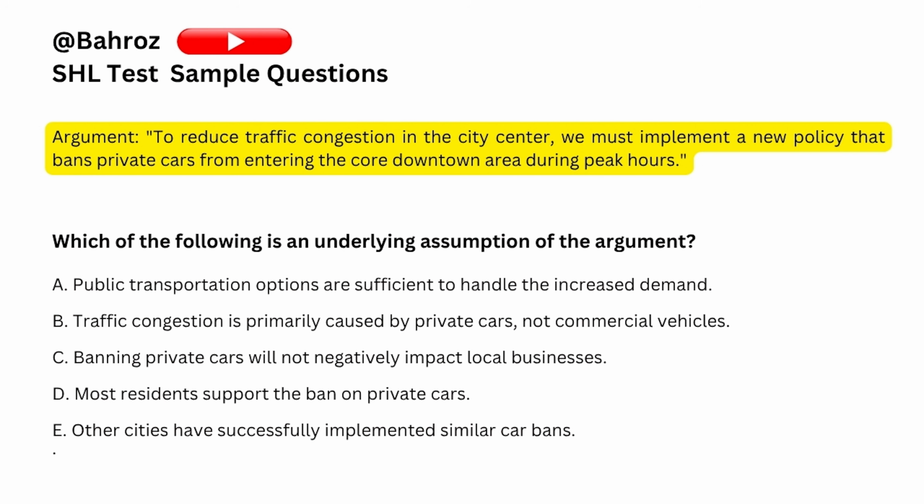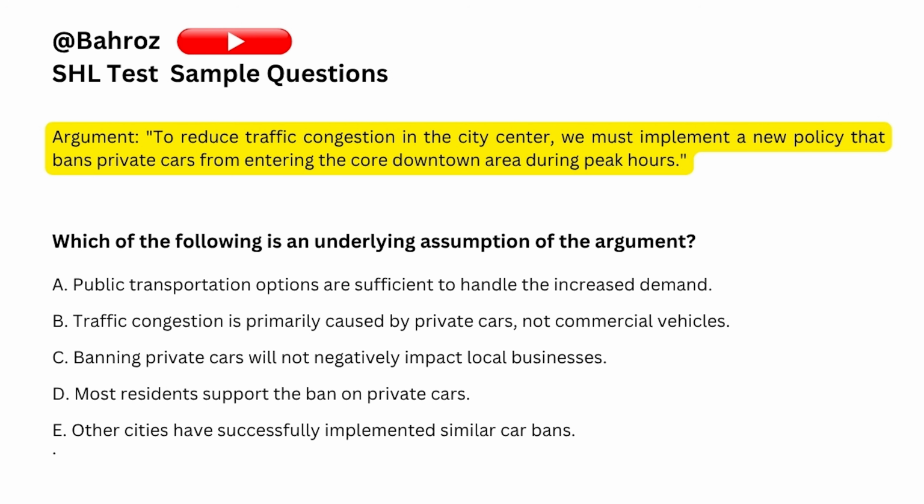Next sample question. Here the argument states that to reduce traffic congestion in the city center, we must implement a new policy that bans private cars from entering the core downtown area during peak hours. Which of the following is an underlying assumption of the argument? A, public transportation options are sufficient to handle the increased demand. B, traffic congestion is primarily caused by private cars, not commercial vehicles. C, banning private cars will not negatively impact local businesses. D, most residents support the ban on private cars. E, other cities have successfully implemented similar car bans.